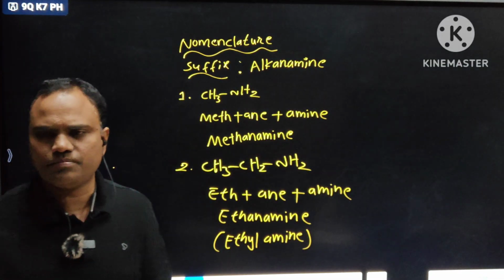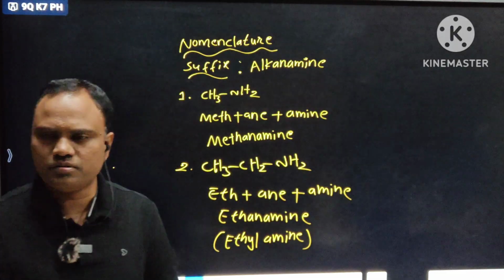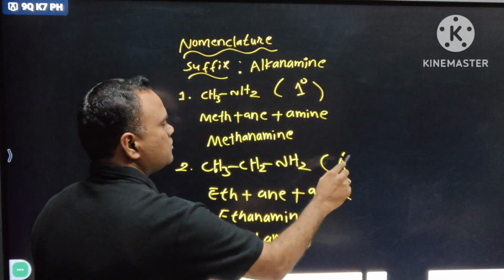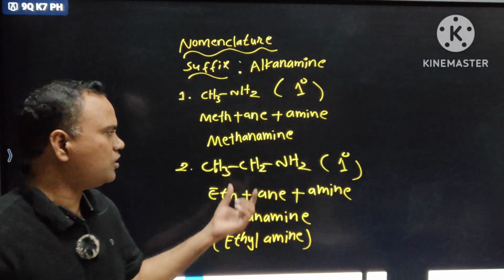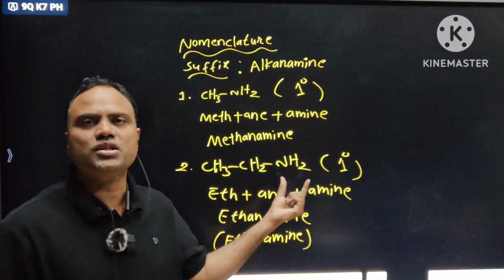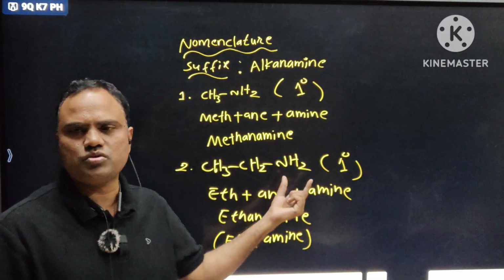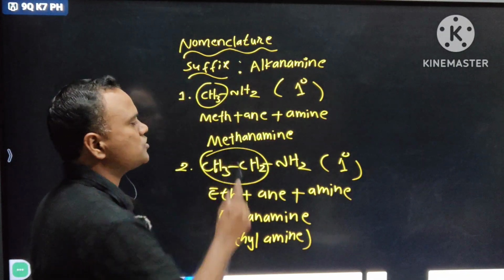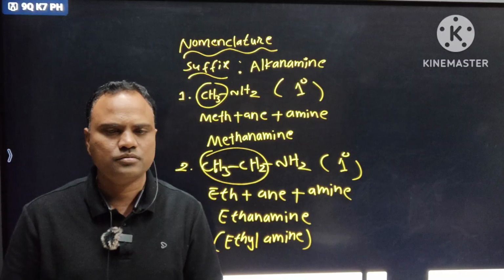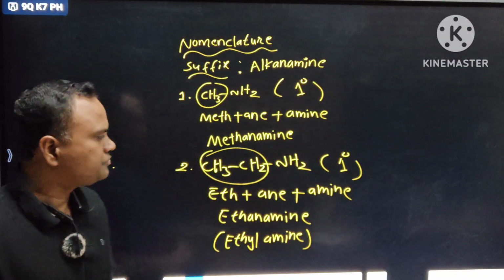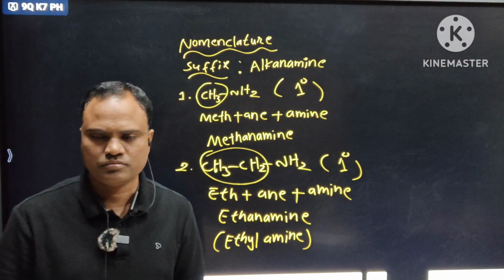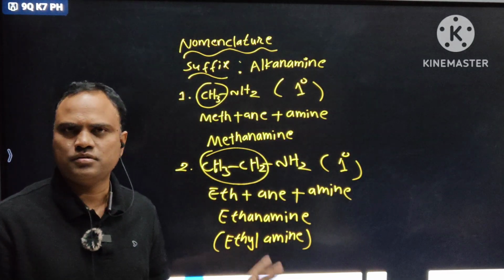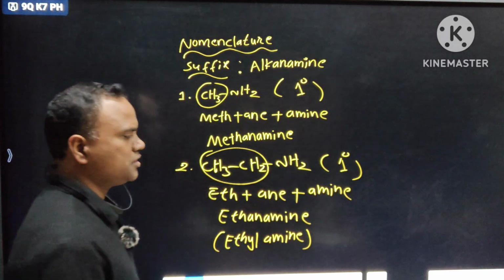Now write the degree. In every example, mention the degree. This comes under which degree? Primary only, because this is in the form of RNH2. One R group is present. This is one R group, and this is also one R group. RNH2, primary amine. Mention the degree also. Shall I clear this? Next example.